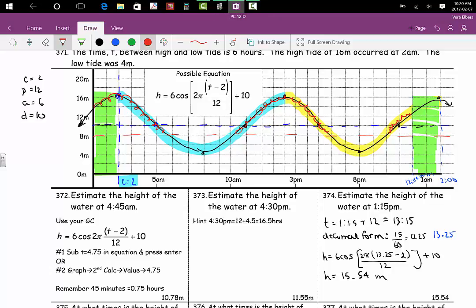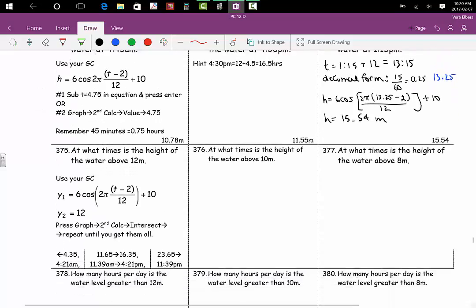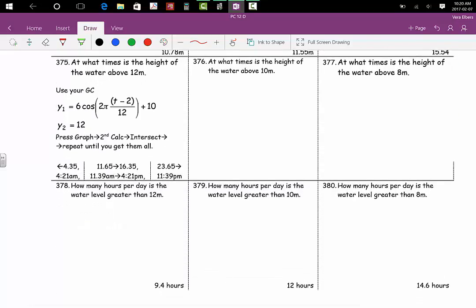So you see that there are 2 times during our period, double our period, 24 hours, that we have a high tide, the part of the graph that's above the 8 meters. Okay, so how do we do this?